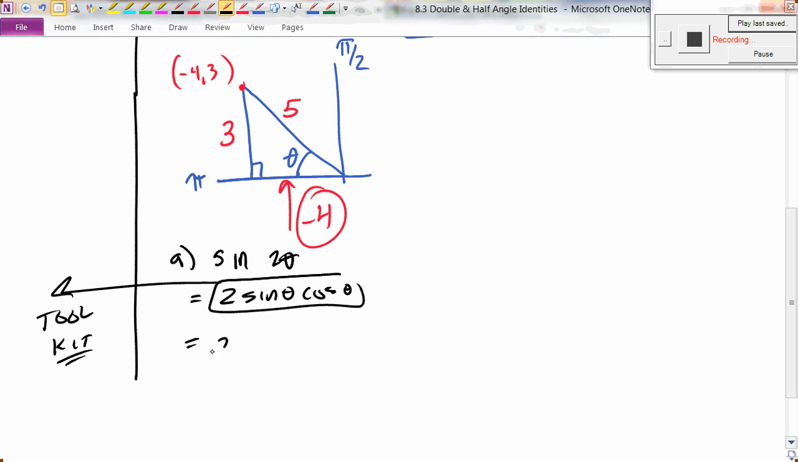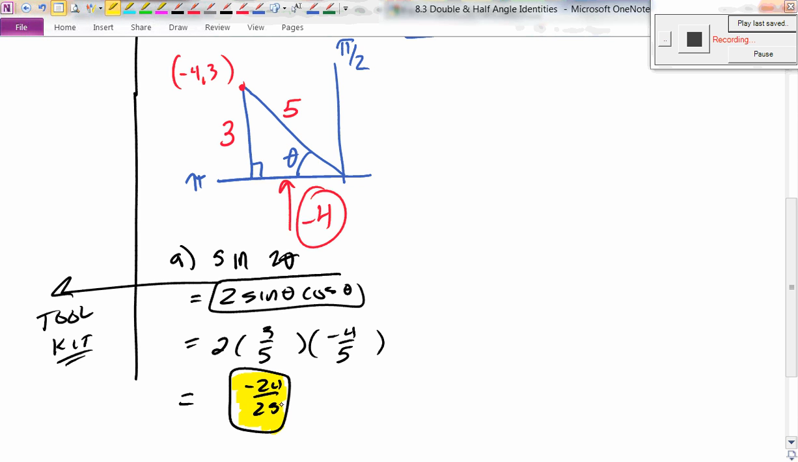So I'm going to have 2 times the sine of theta. Look at the picture. According to my picture, the sine of theta is opposite over hypotenuse, so that has to be 3/5. And the cosine of theta is adjacent over hypotenuse, so that's negative 4/5. Then we clean it up. 2 times 3 is 6. 6 times negative 4 is negative 24. So this is negative 24/25, and that's our exact answer.